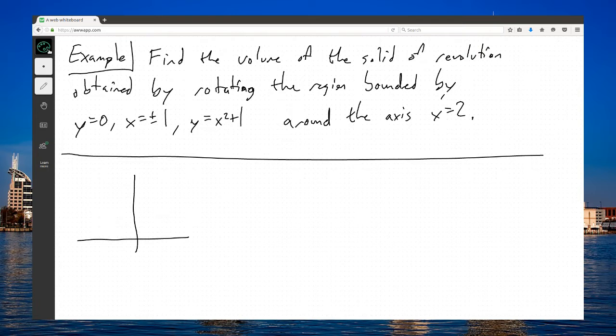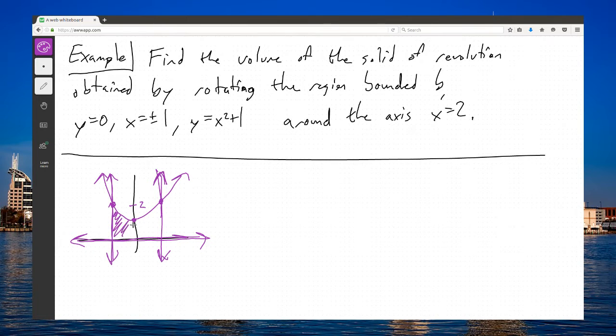So my rough sketch, we have y is equal to 0, so along this horizontal line here. We have x is equal to negative 1, and x is equal to positive 1. And then we have y is equal to x squared would be a parabola, and since it's plus 1, that parabola is lifted up by 1. So if we plug in 0 for x, we get 1. If we plug in 1 for x, we get 2. So it'll be like this right here. So we're going up 2 is the height of both of these points, but the region I care about is the one underneath.